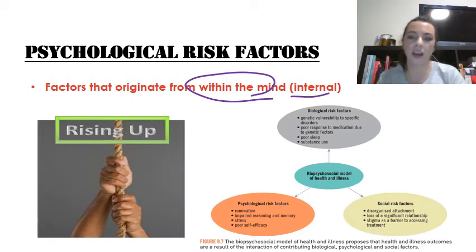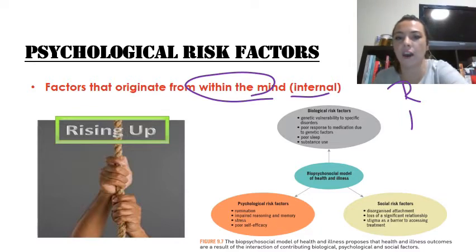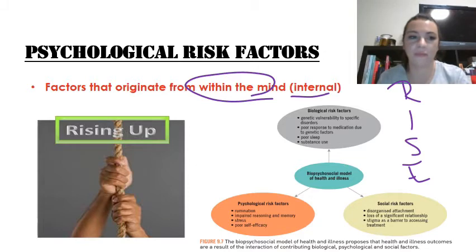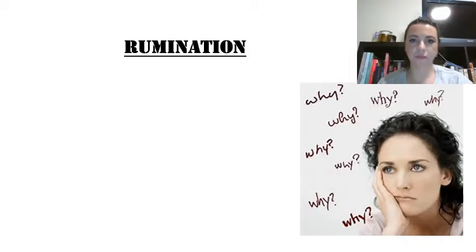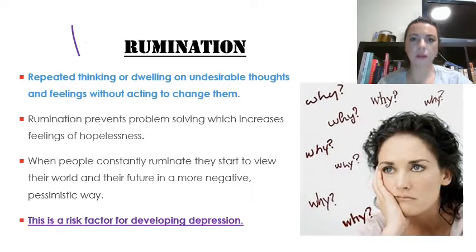So to help you to remember the factors that are psychological, we have an acronym RISE. So we have R for rumination, we have I for impaired reasoning and memory, we have S for stress, and we have E for self-efficacy. So our first psychological risk factor is rumination.